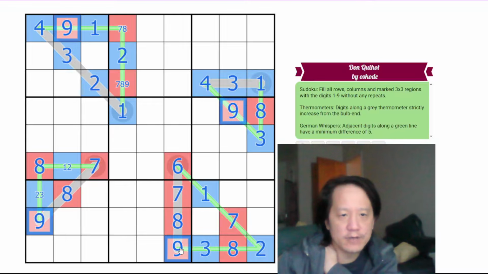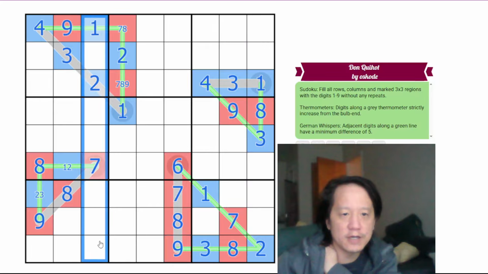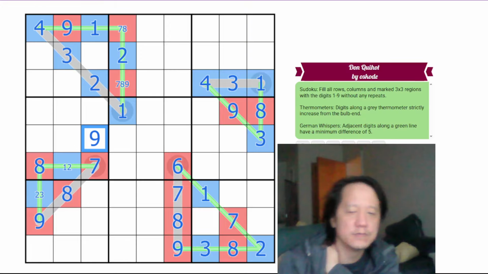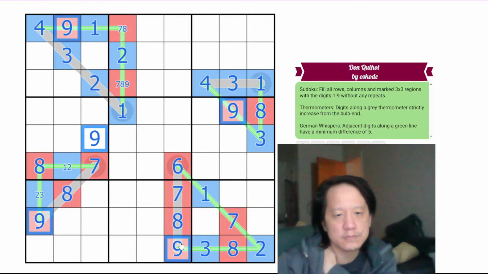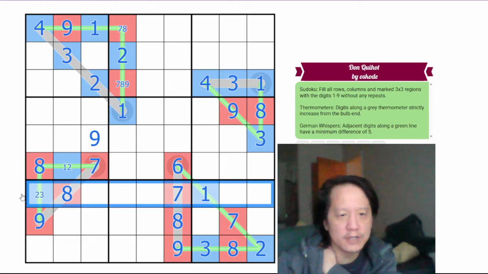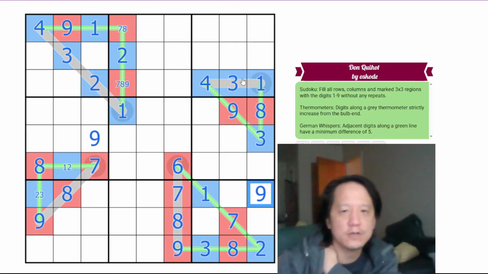We have a lot of 9s. Where's 9 in column 3? Cannot be here because of 9 in the box. Can't be here because 9 in the box. Can't be here because 9 in the row. So 9 has to be here. Where's 9 in row 7? Can't be here because 9 in the boxes. Can't be here because 9 in the column. So 9 has to be here.